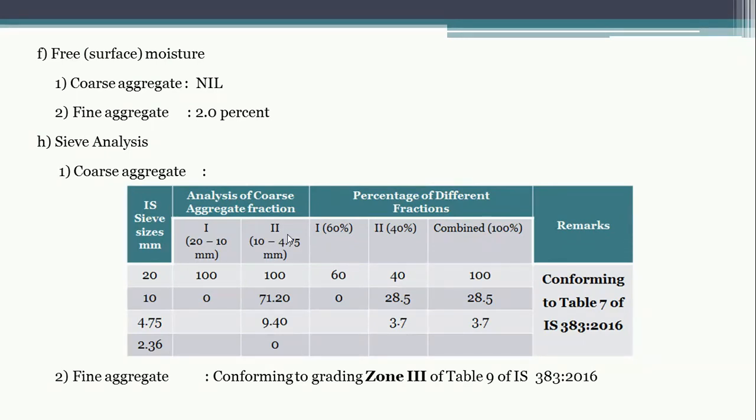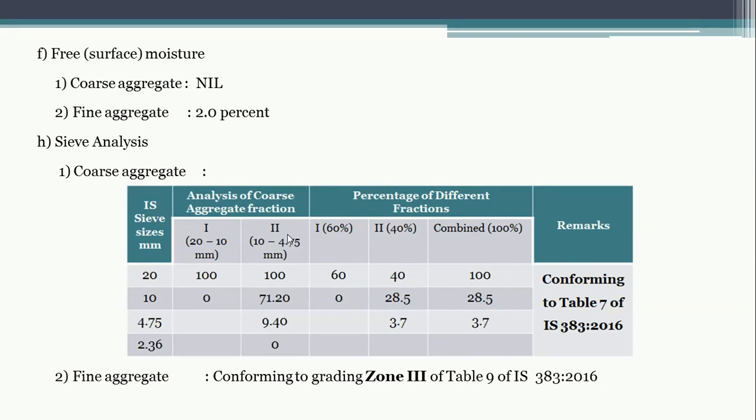So in the last problem, they gave the total moisture present in the aggregate. From the total moisture present in the aggregate, we derived the value for the free surface moisture, by taking the difference between total moisture content and the water absorption. That is in the last problem. But in this problem, they have directly given free surface moisture. They have told coarse aggregate nil, and fine aggregate 2%.